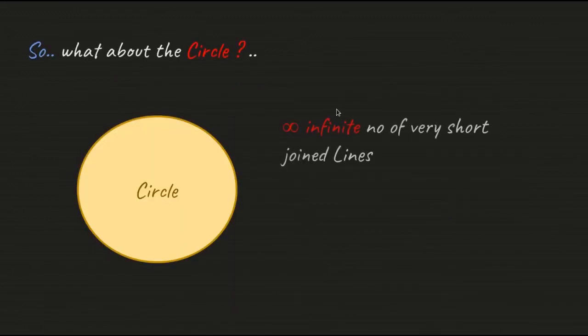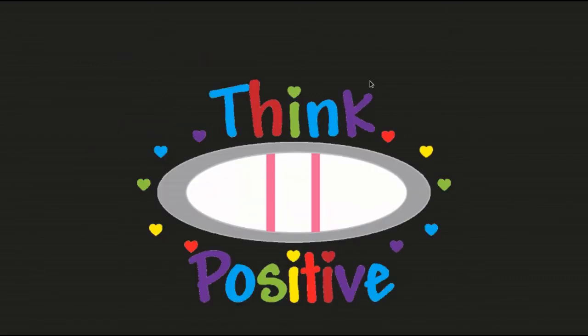Right. So what about a circle? A circle is just simply an infinite. That just means a hell of a lot. Many similarly sized lines joined together, right, make up a circle. And the angles are never quite straight. Okay, they're very close to straight, but never quite straight.